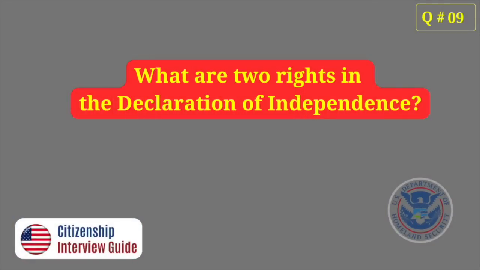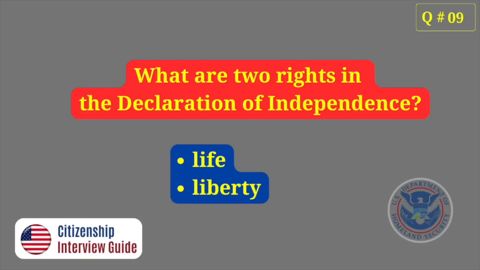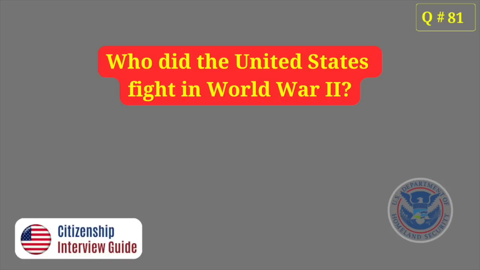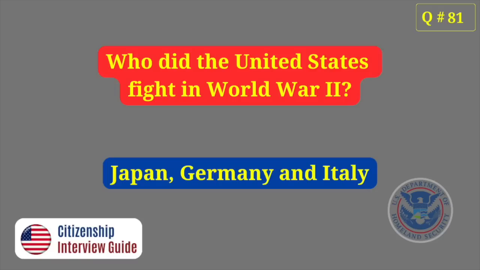What are two rights in the Declaration of Independence? Life, liberty. Who did the United States fight in World War II? Japan, Germany, and Italy.